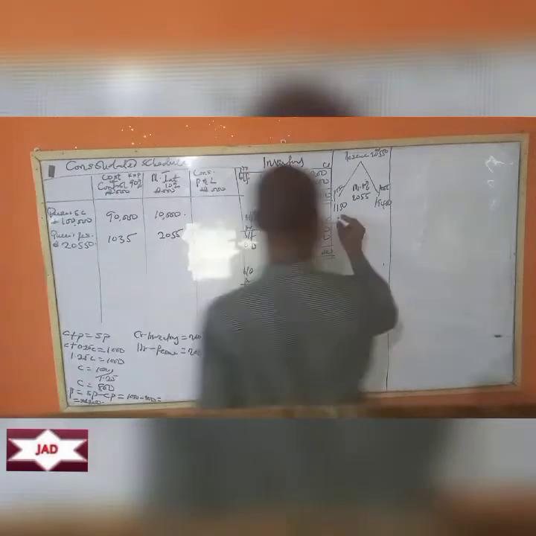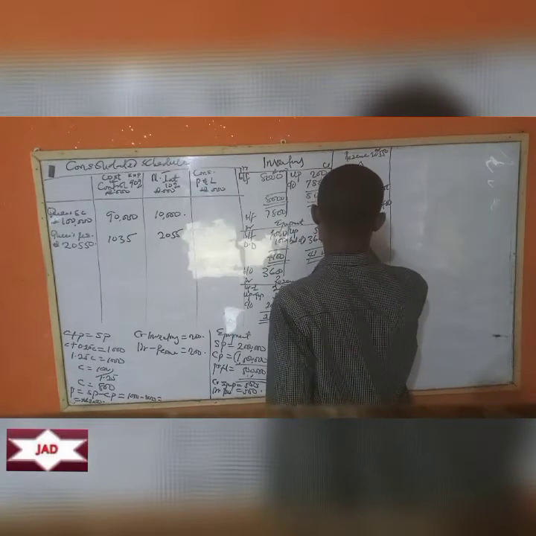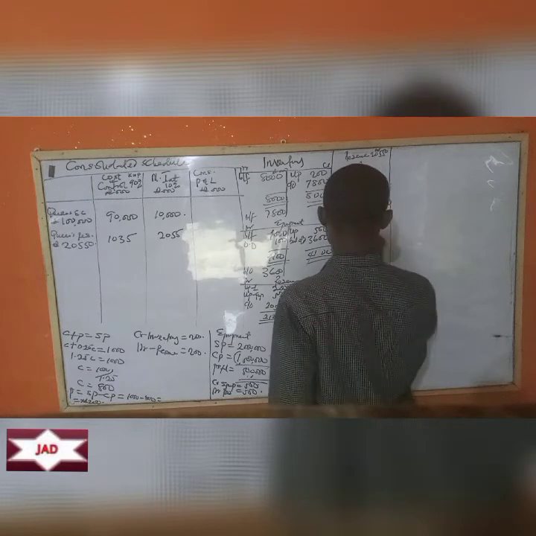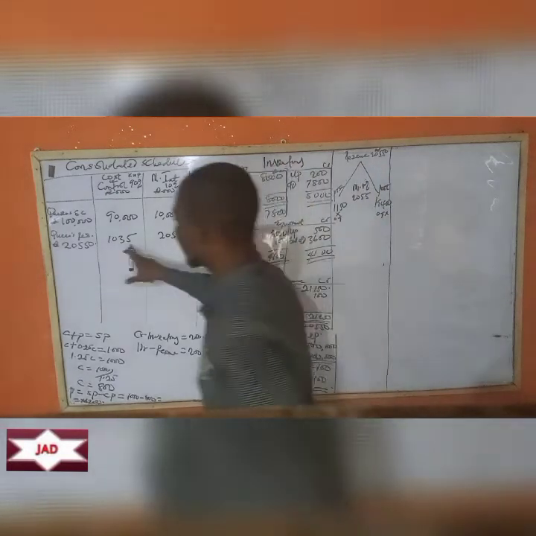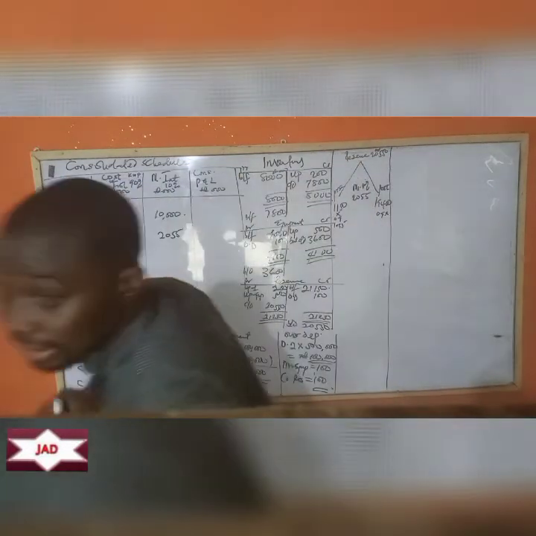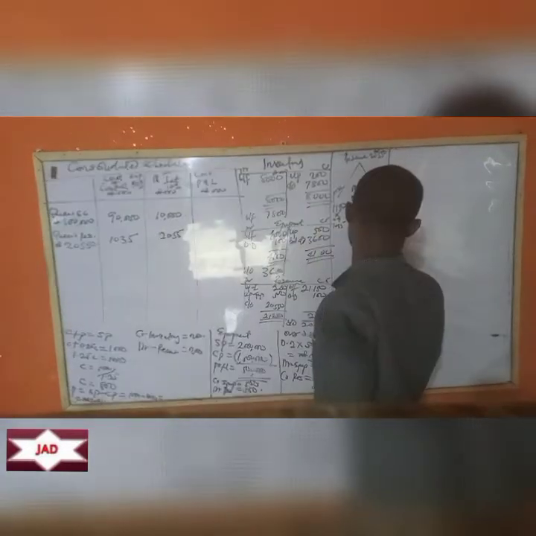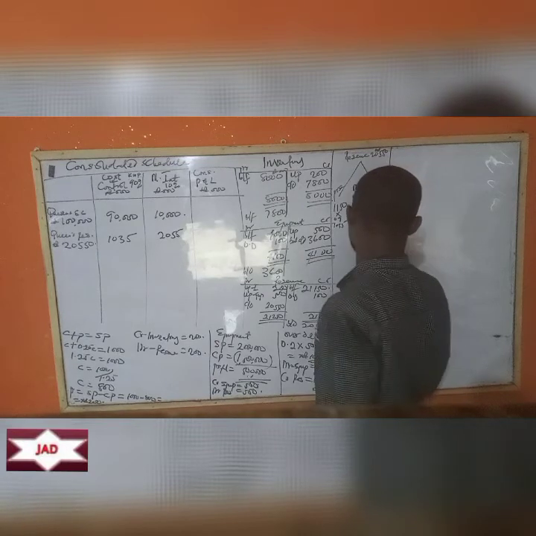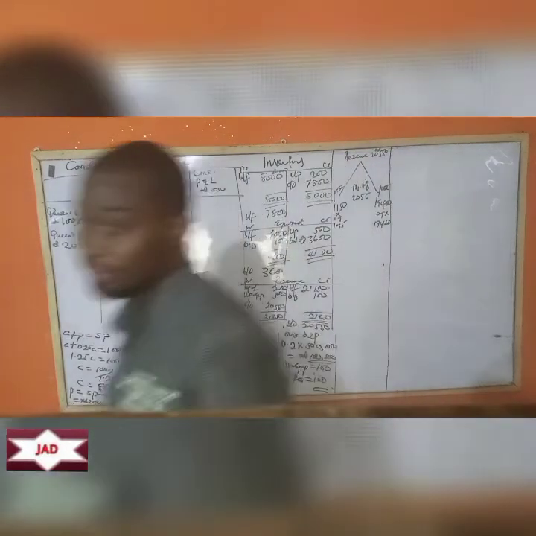17,460. So this 0.9 times this, 0.9 times this. So this is 1035. This is 17,460. 0.9 times this is 17. So when you add this, this, and this, it should give you 2550. So let's try.